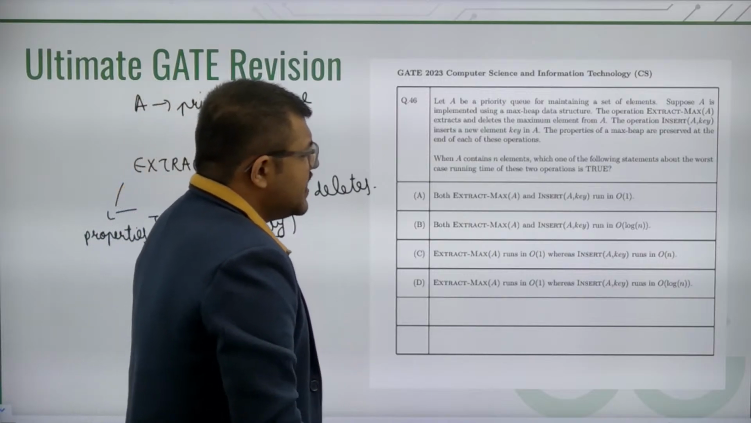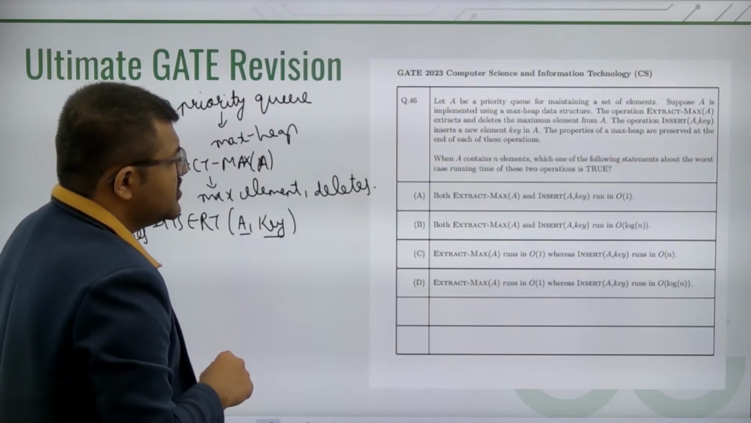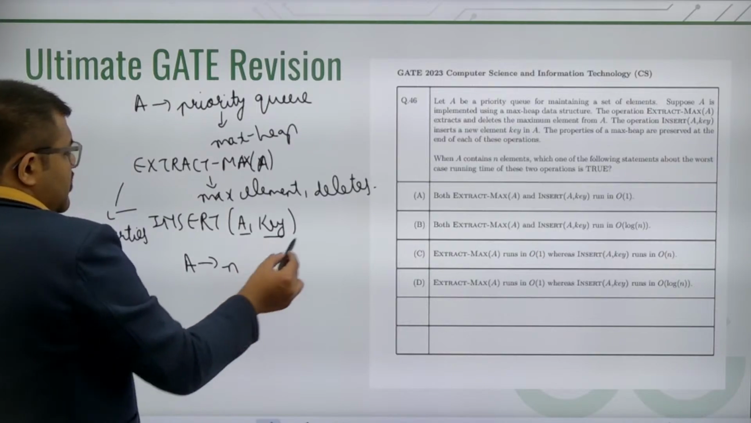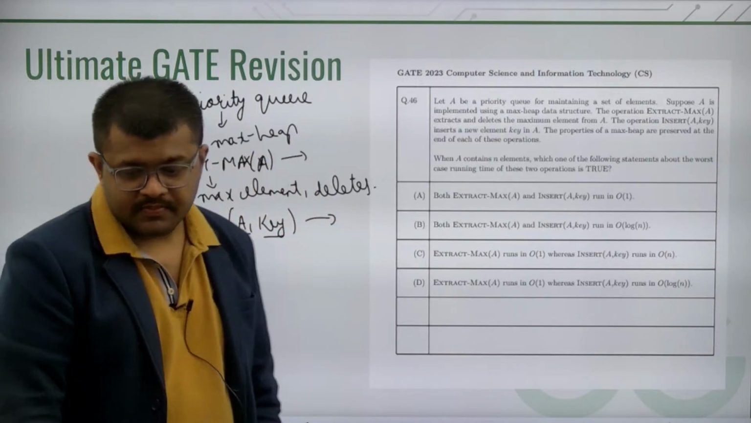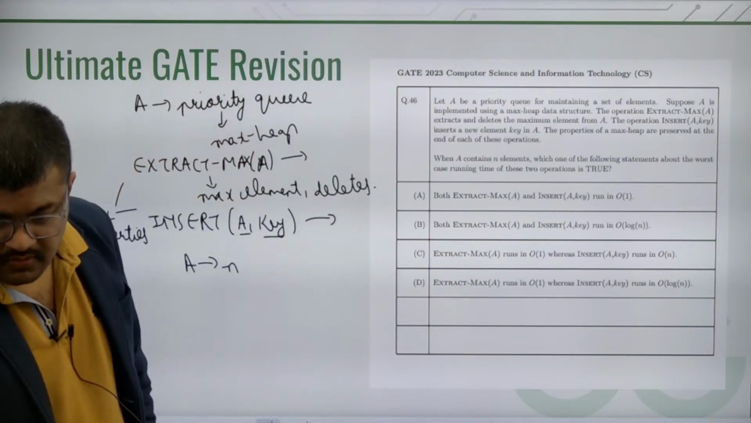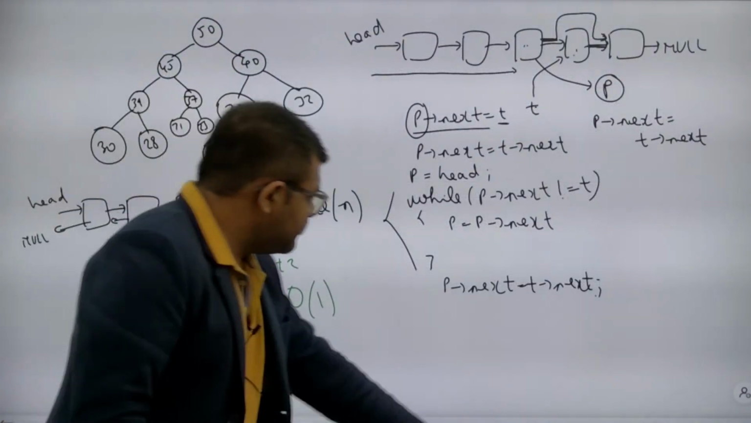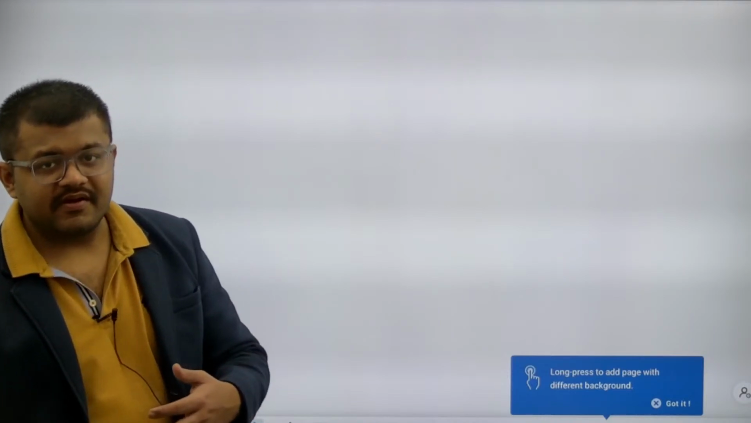When A contains n elements, which of the following statements is true about the worst case running time of these two operations? Suppose the max priority queue contains n elements, then what will be the time complexity for this as well as for this? That is asked in the question. So how can we do this? First of all, what is a max heap? As we discussed, it is a complete binary tree in which the node value has a bigger value than its children values, and this is true for all the nodes.